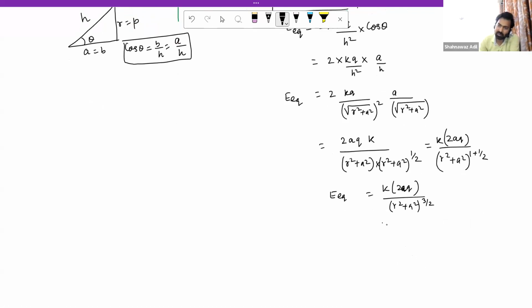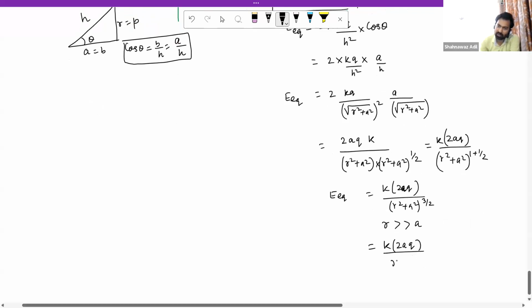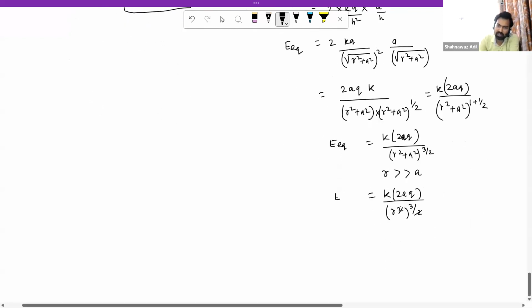Again, you see that because R is very much greater than A, so we can neglect this thing and it will become simply 2A cube divided by R square, and this part is neglected. So this is 3 by 2, 2 and 2 cancels, and we will get equatorial electric field. This would be K 2A cube divided by R cube.